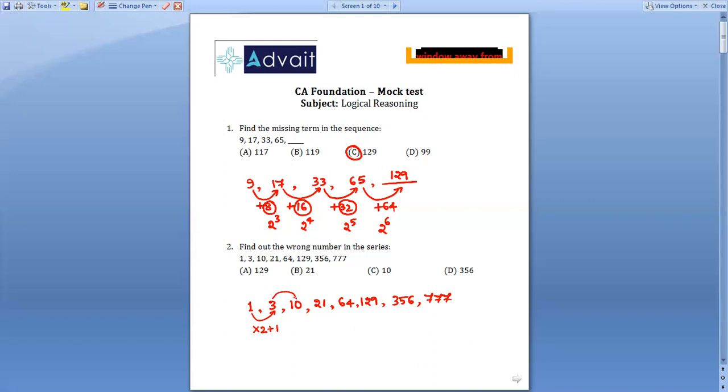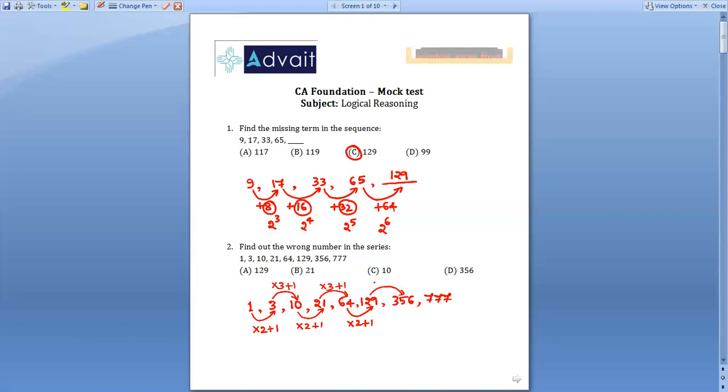Now, if I try to figure out the pattern between 3 and 10, it looks like 3 into 3 plus 1. So if we follow the same pattern, then the next would be 10 into 4 plus 1, but we have 21. So let's try to repeat the pattern, that is into 2 plus 1. Now 21 and 64. Clearly it is into 3 plus 1. So this is the pattern. It's into 2 plus 1, into 3 plus 1, and the pattern repeats itself. So the next, it's into 2 plus 1. Yes, it is. 64 into 2 is 128, and 128 plus 1 is 129.